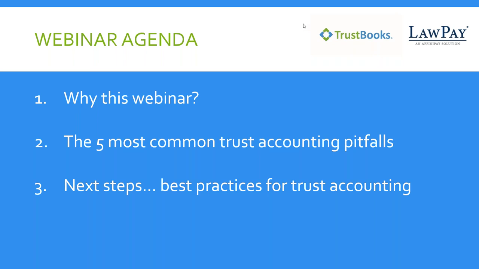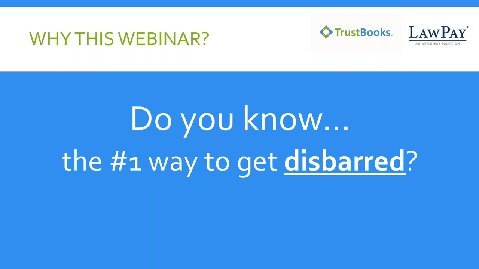And then I'm a big fan of taking these pitfalls and not just talking about them, but actually showing you some real world examples. So I want to take the pitfalls and show you how it looks. I'm going to use TrustBooks as a way to show you how to overcome these pitfalls. But it'd be the same if you're using QuickBooks or Excel, using some sort of software to help you overcome these pitfalls. And then I'm going to end with just next steps. What can you take from today's webinar so you can take action items today to improve and overcome these pitfalls?